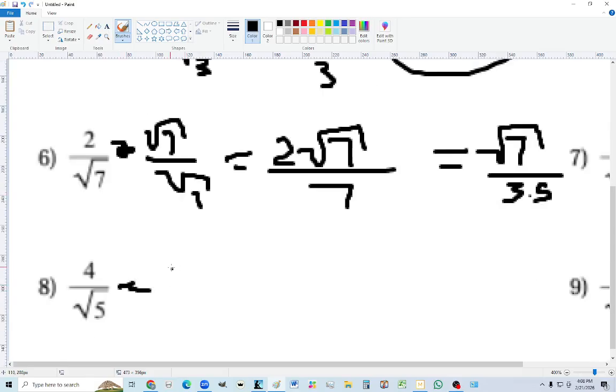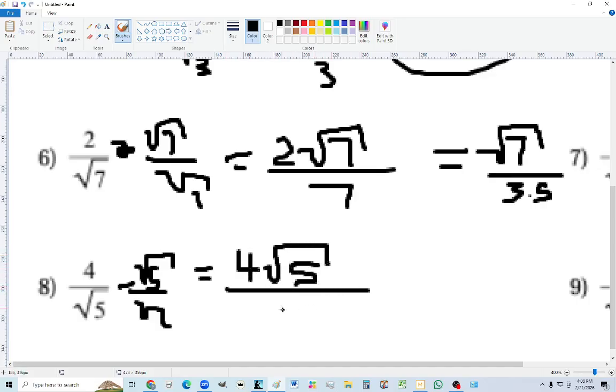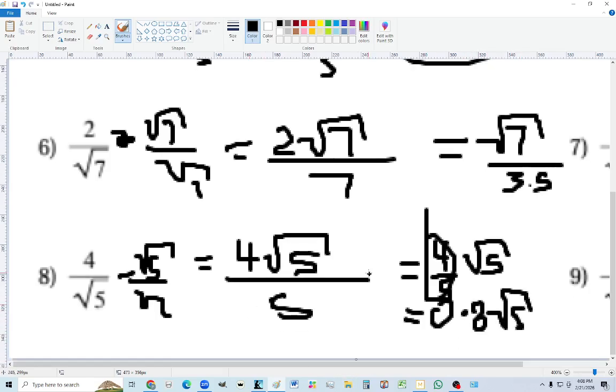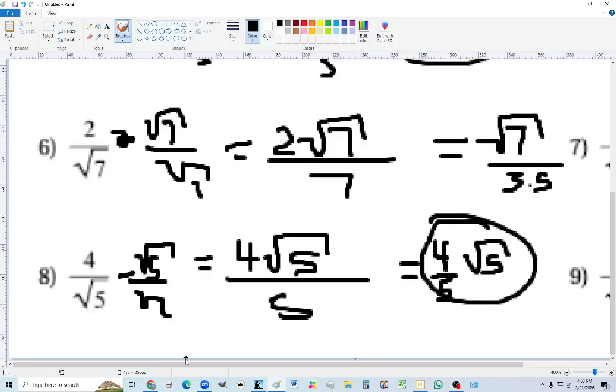Here you're going to multiply square root of 5 over square root of 5. You're going to get 4 square root of 5 over 5. And it does not simplify. Sometimes teachers like to see it like this. Depends on your teacher. If he wants the decimal there, that would be 0.8 times square root of 5, but I don't really see the point in that. This instead is still exact, but this is how generally we want it.